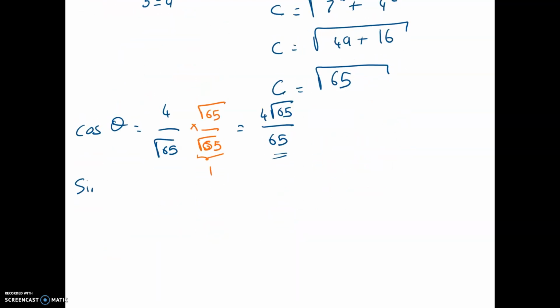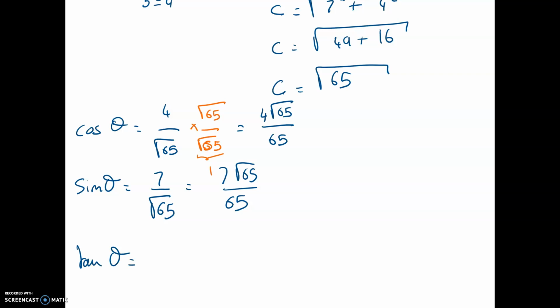If I want to do the sine of my angle, now it's going to be 7 divided by the square root of 65, meaning it's going to be 7 square root of 65 divided by 65. Obviously, if I could have simplified the 4 with the 65, or the 7 with the 65, I would have done it. The tangent of my angle is going to be the opposite side, 7, divided by the adjacent side, which is 4.